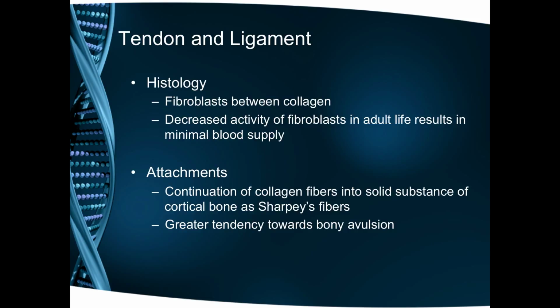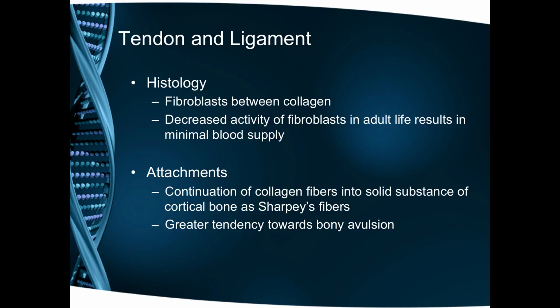When we think of the histology, we know that there are fibroblasts between the collagen, and fibroblasts can become fibrocytes due to decreased activity in adult life, and that results in minimal blood supply. So there's actually a change in our blood supply as we age.